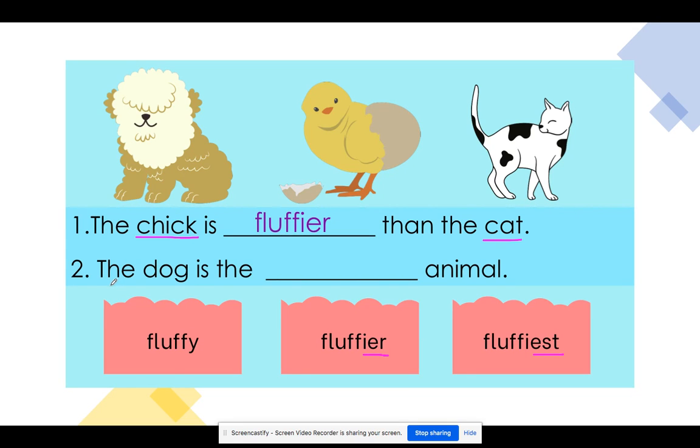Taking a look at another example. The dog is the animal. So I'm talking about the dog, but I'm comparing the dog to now all of the animals that we see in the picture. Should it be the dog is the fluffy animal, the dog is the fluffier animal, or the dog is the fluffiest animal? I'm comparing three things, so I'm going to need to add est. The dog is the fluffiest animal.